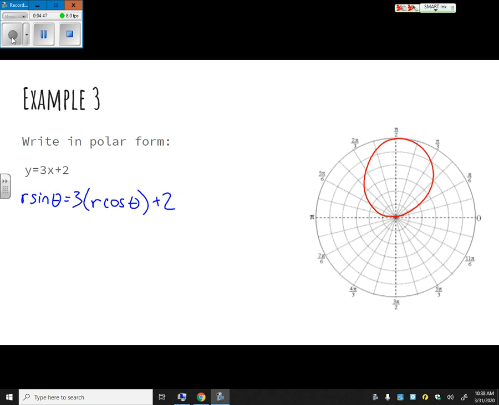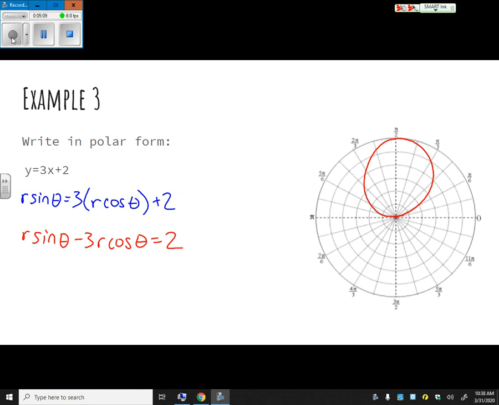So, all right, what do we need to do with this? I'm going to get everything that has an r on one side. I want to show you how different this can look and how the book is going to want the answer. Okay, so I'm going to subtract off 3r cosine theta from both sides. Just leave 2 over there.